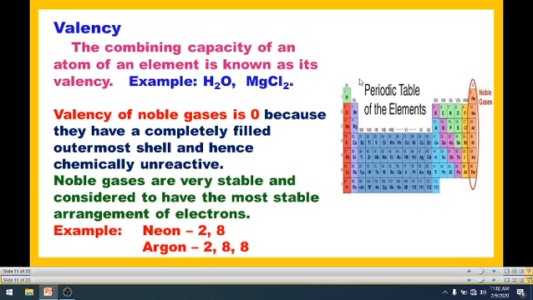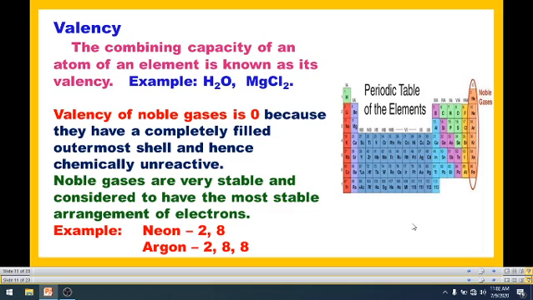And magnesium chloride. Magnesium holds 2 chlorine atoms. Therefore, the combining capacity of magnesium is 2. That means its valency is 2. So, what is valency? The combining capacity of an atom is known as its valency. And the valency of noble gases is 0.